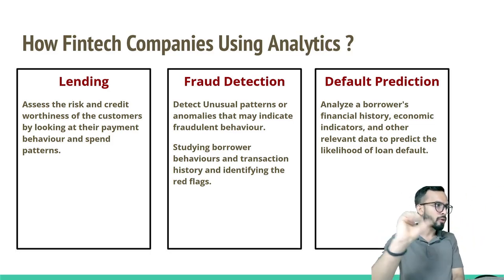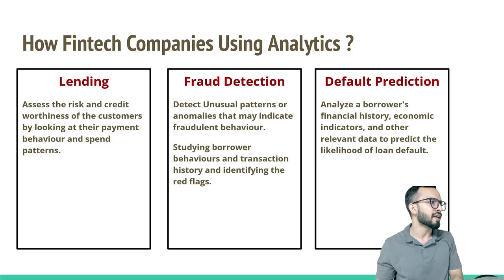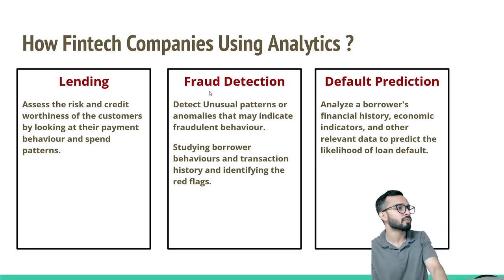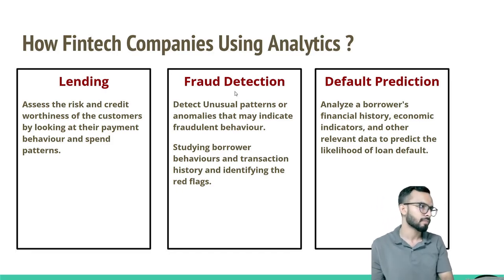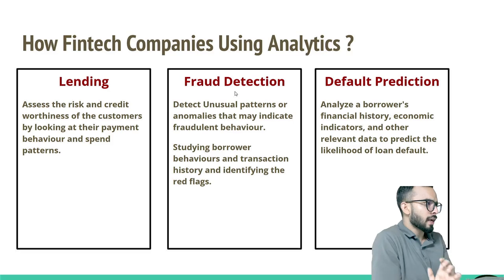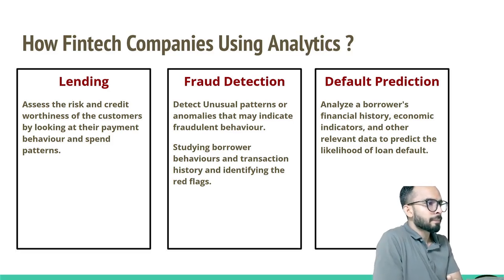So that's how you can detect patterns, right? And you can identify the fraudulent cases. Okay, so here banks also use this analytics to identify the fraud cases. Okay, so if I identify a fraud case, I won't give them the money, right? Okay, now the next piece is default prediction.